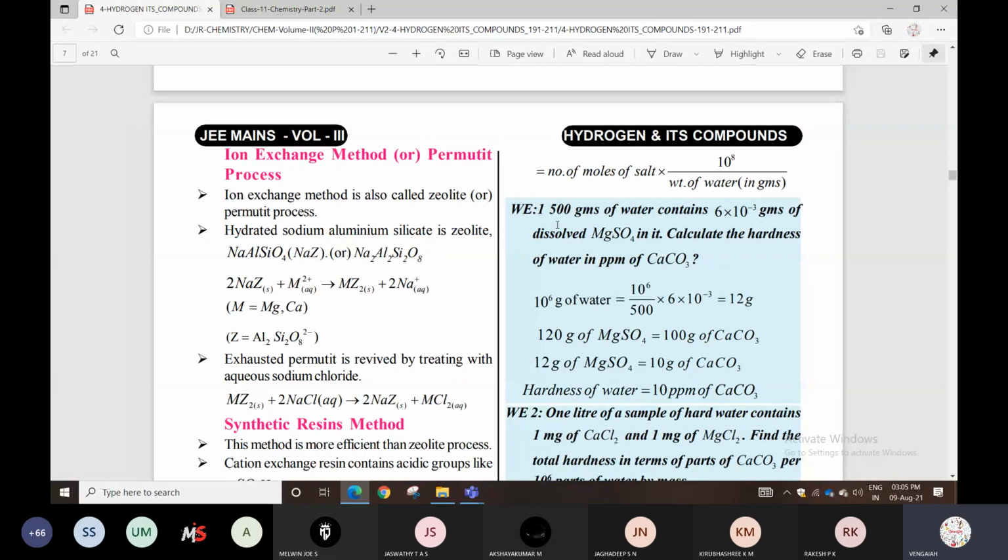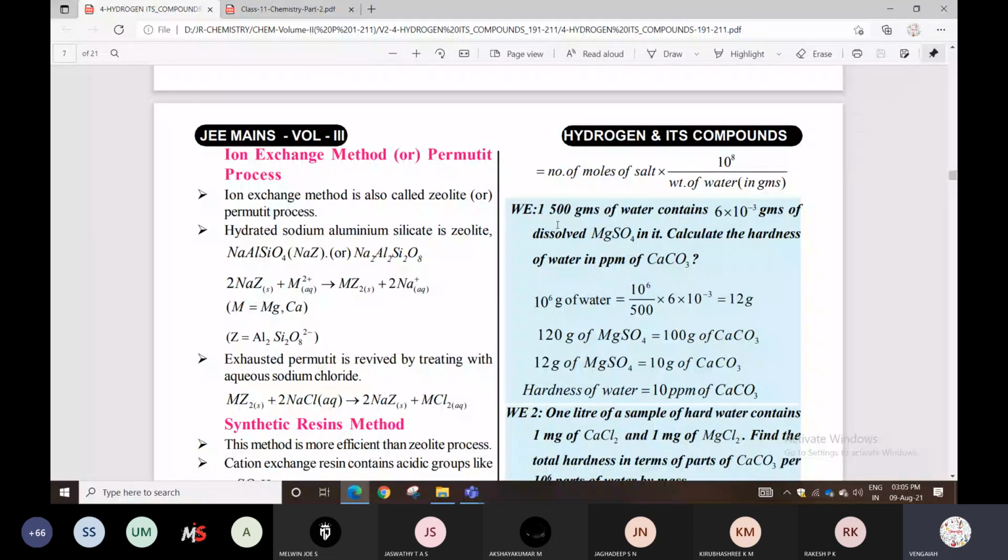120 grams of magnesium sulfate is equal to 100 grams of calcium carbonate. Then 12 grams of magnesium sulfate is equal to 10 grams of calcium carbonate. So the hardness of water we have is 10 ppm of calcium carbonate, like that. It's not required for CBSE, ma'am. For those writing entrance exams it will be useful. You can check it later.